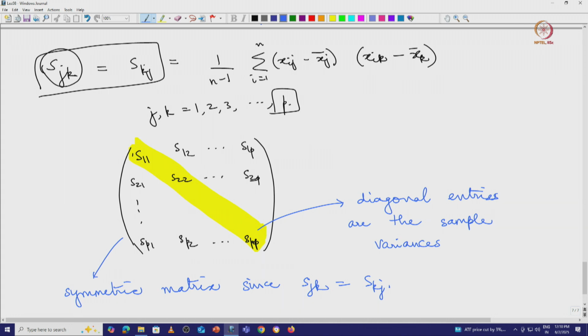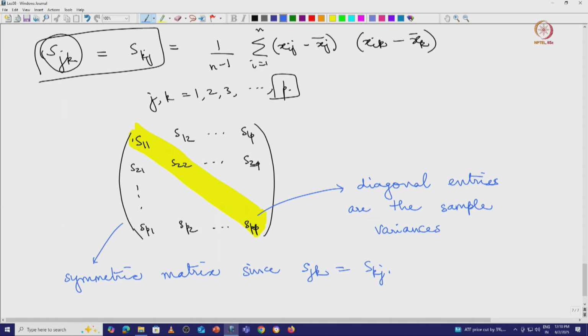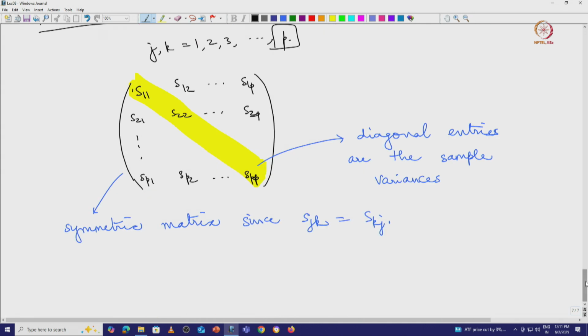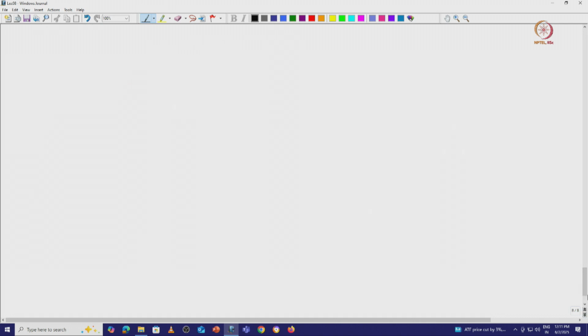Now, how do you compute this matrix? Just like we were able to use vector notation to compute the row vector of all the sample means, it is possible to use this vector notation to also compute the sample covariance matrix. So, this is essentially a matrix, the sample covariance matrix. And this matrix S, I will write it on the next page for clarity, can be computed as follows.